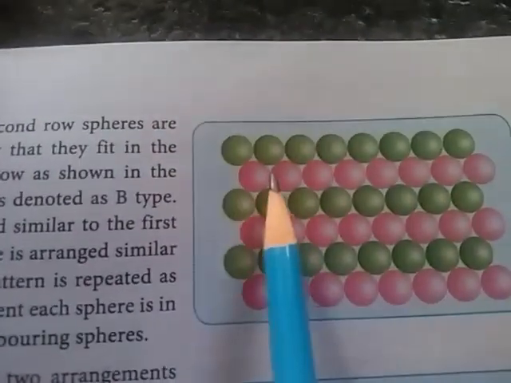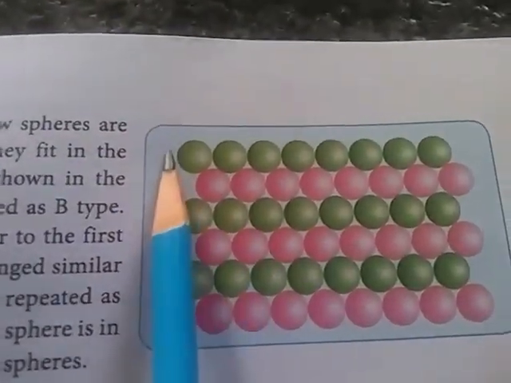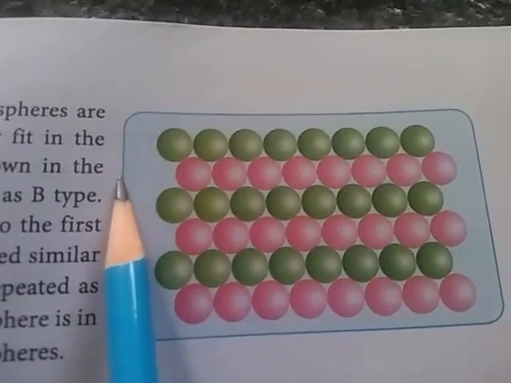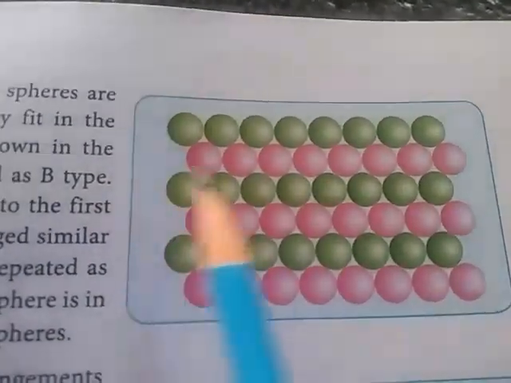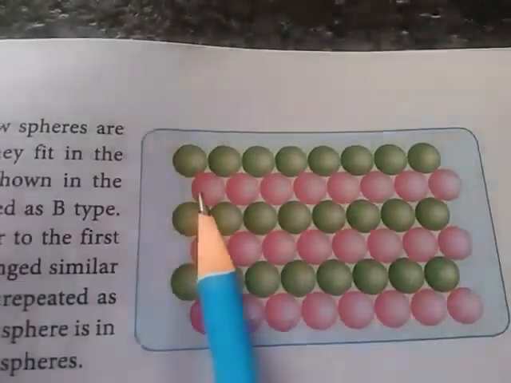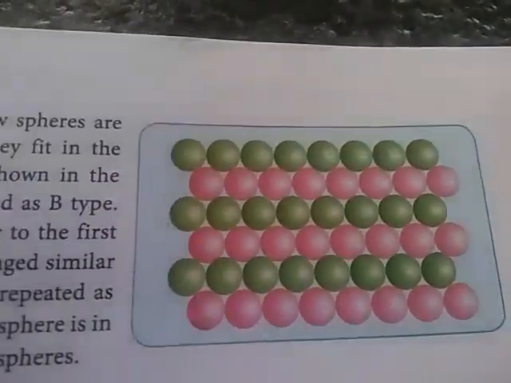So here look at this diagram. Here the second row spheres are arranged in such a way that they fit the depression of the first row, and the first row is denoted as A and the second row is denoted as B. The third row will be similar to the first row, A, and the fourth row will be similar to the second row, B.